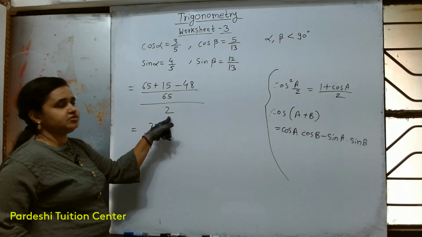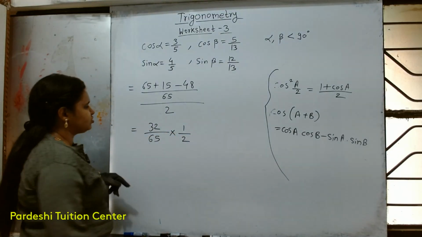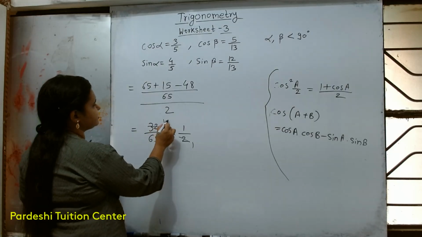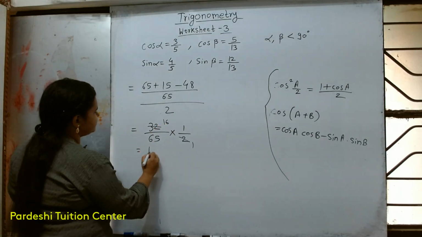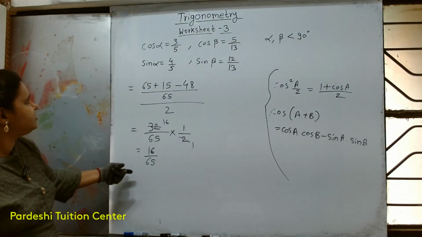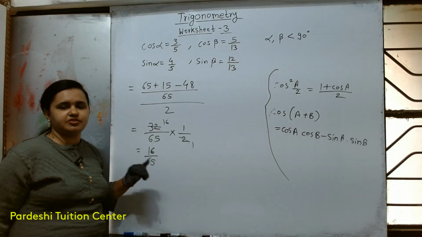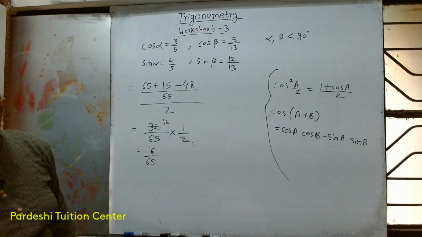Now here it is upon 2, we can write it as 1 by 2. So it will be 2 1s are 2, 2 16s are 32. So our answer is 16 upon 65. Okay. So we have got the answer for cos square (alpha plus beta) by 2 as 16 by 65. So the option is the third one.